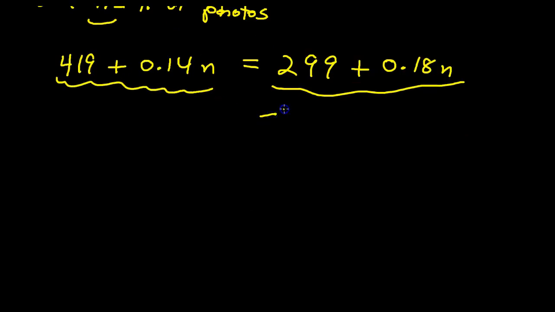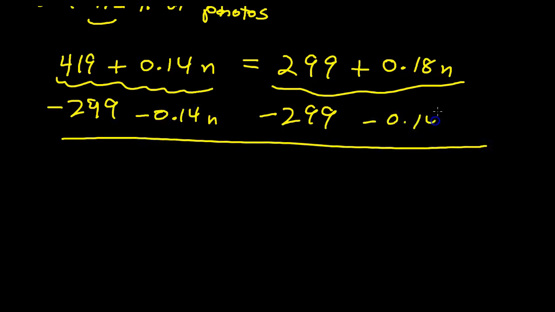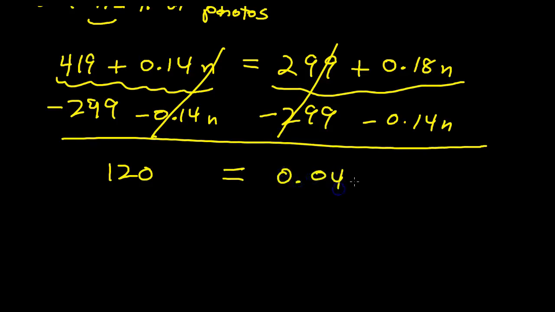I would probably subtract $299 from both sides. That'll give me a constant over on the left-hand side. And if I subtract 0.14 N from both sides, I'll get a multiple of N, or my N term, on the right-hand side. So 419 minus 299, of course, that's going to be 120 on the left. These cancel out. These also cancel out, and 0.18 N minus 0.14 N equals 0.04 N, is it not?